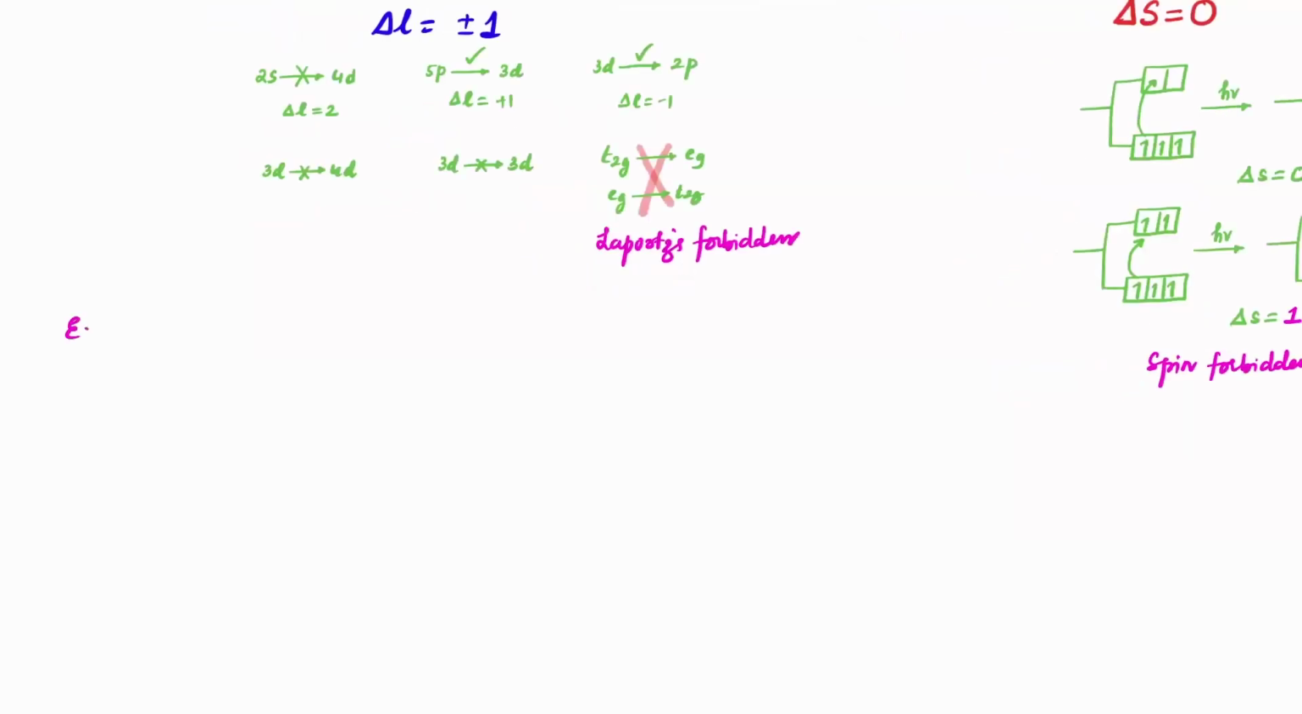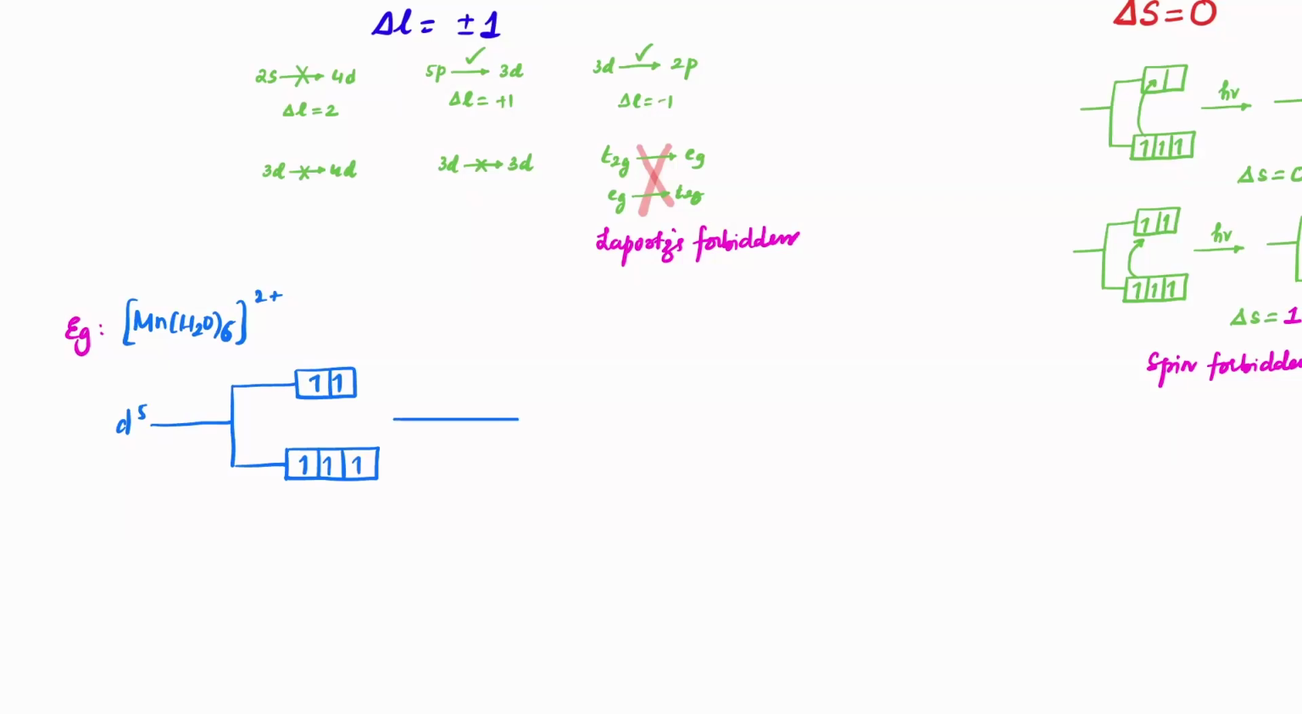Example, if you see Mn(H2O)6 2+. Now in this case, this is a d5 electronic configuration. Sorry, 6 here. There are 6 ligands, which means there is a splitting into t2g and eg, and there are 5 electrons: 1, 2, 3, 4, 5. So the light approaches, and the transition is going from t2g to eg.